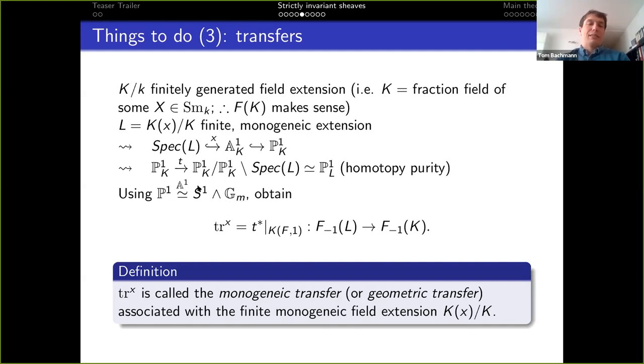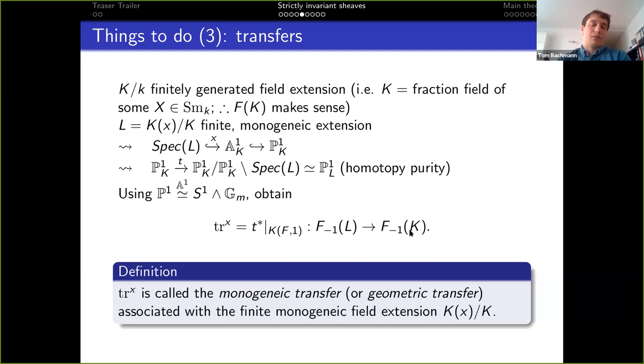And so what this means is that I take my collapse map, which I identified together with this equivalence here, I can view this as a map from P1 over K to P1 over L. Now I pull back along this map the first Eilenberg-MacLane space of F, right? So then I'm pulling this S1, it's going to cancel the one here, and then I'm having this Gm here, so I'm going to see Gm loops of F, which we saw as F minus one. So in the end, what I get is a map from F minus one of capital L to F minus one of capital K.